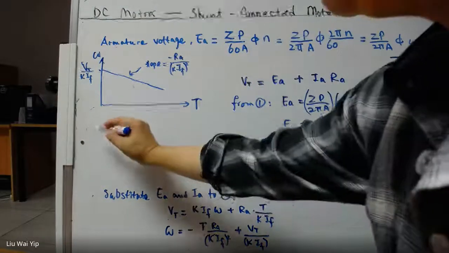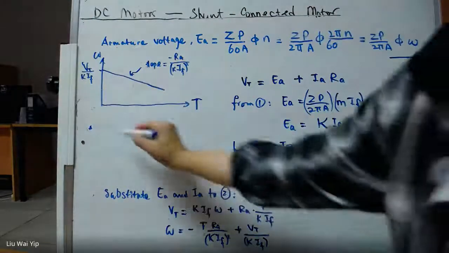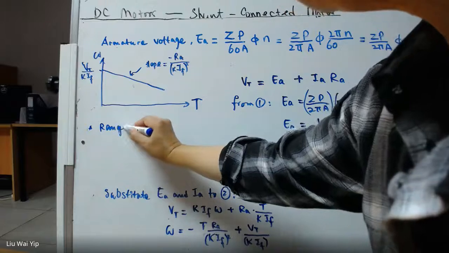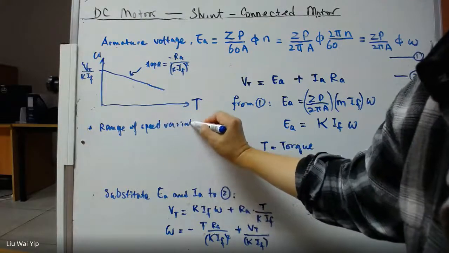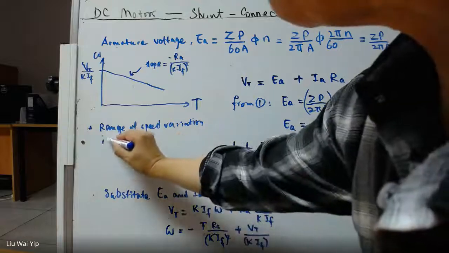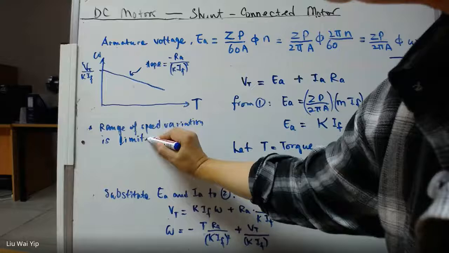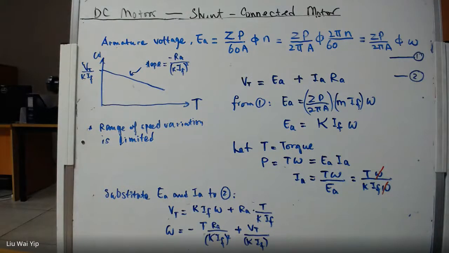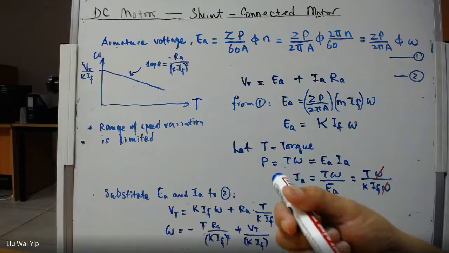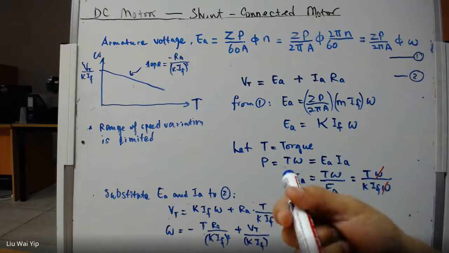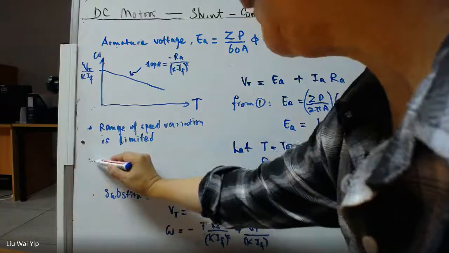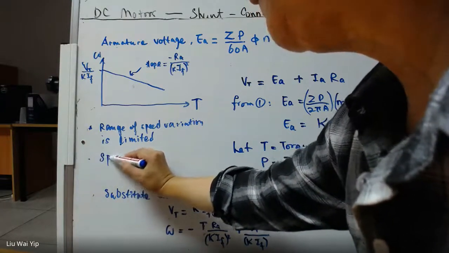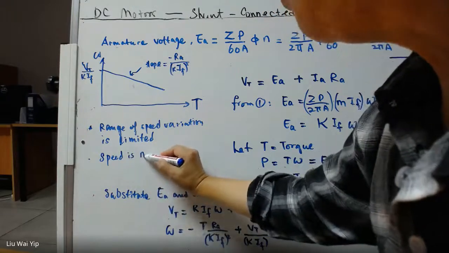So let's write down the conclusion here. The range of speed variation is limited. This is a very important conclusion of the shunt-connected motor. The speed is not going to have a very wide range. And also the speed is usually high. I can write down here: the rotor speed is normally high.